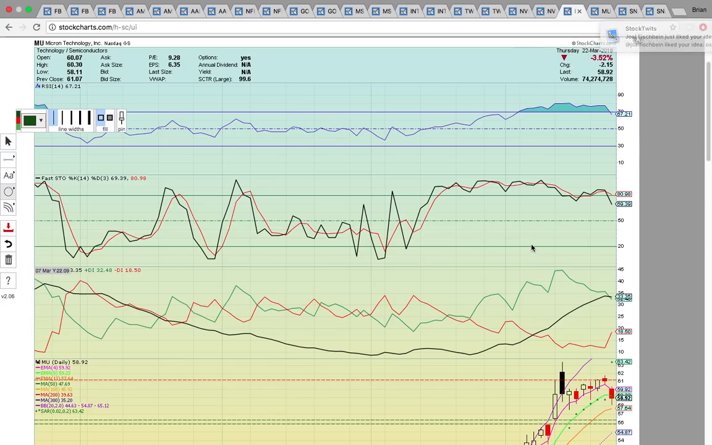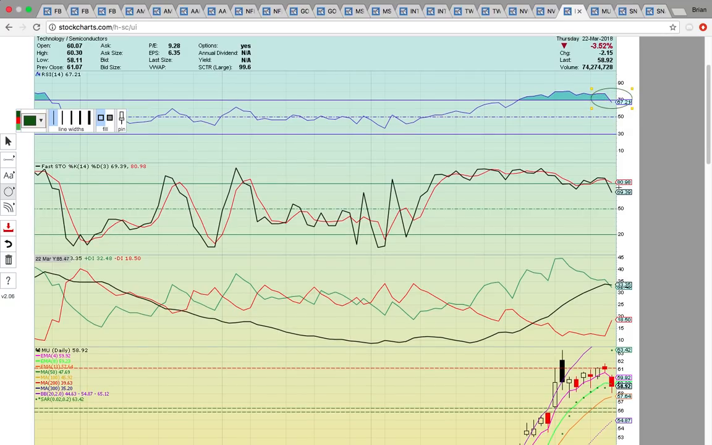If you look at MU here, it got punished today. They announced earnings, and it seemed like everybody thought the earnings were pretty good, but it traded lower, and so it was a really bad day for them to come out with that.